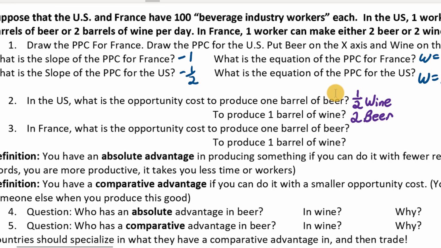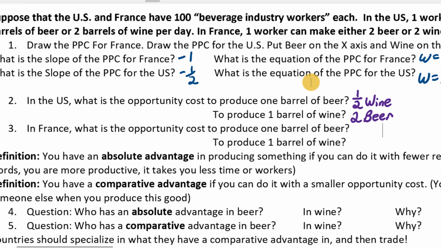However, that comes with a trade-off in the other direction, a bigger trade-off, that if we want to get more wine, we're going to have to give up a lot of that beer that we would have been able to produce. In other words, we're relatively better at producing beer than wine in the United States.